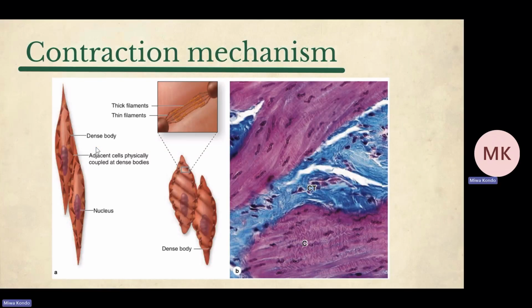Contraction mechanism of smooth muscle. Due to the presence of dense bodies, smooth muscle takes on a kind of wrung-out appearance after contraction.